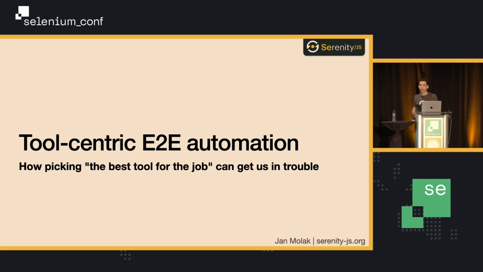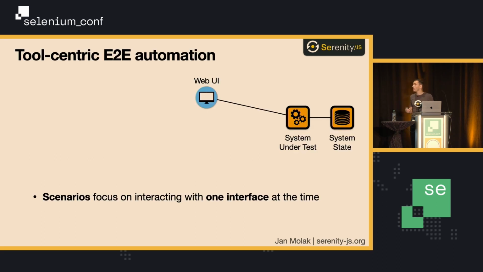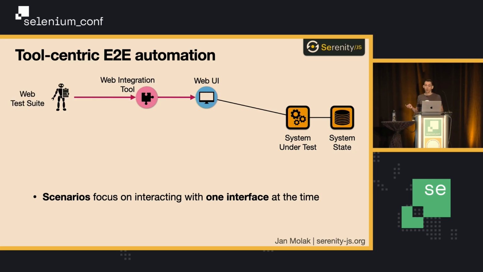Now, from what I see in my consulting work, most challenges stem from how we approach test automation in general. Well, the first common problem is what I call a tool-centric automation. So let's talk about how picking the best tool for the job can actually get us in trouble. Typically when implementing end-to-end tests, we focus on a single interface. Well, the most obvious choice is typically the web interface. So we will take a tool like Selenium or Playwright or Cypress, and we'll create a UI test suite. Right? Makes perfect sense. You take a UI tool, you make a UI test suite.